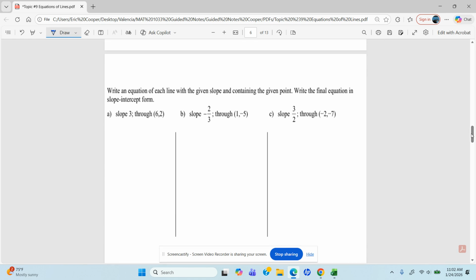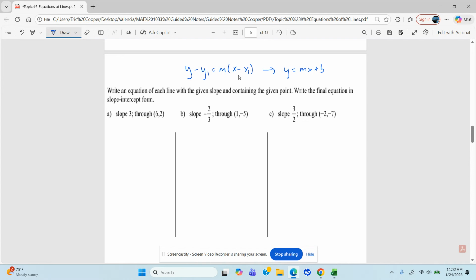Case in point here, if you look at all these examples, they give us a slope, and then they give us a point on the line. So our job is to be able to use point-slope form, y minus y1 equals m, x minus x1, and plug these things in, and then get our answer to look like y equals mx plus b.